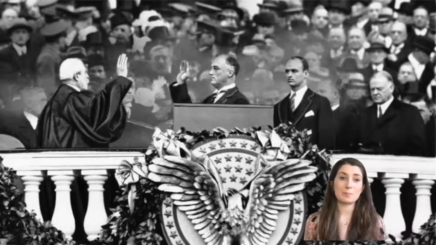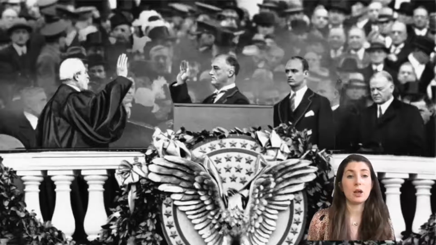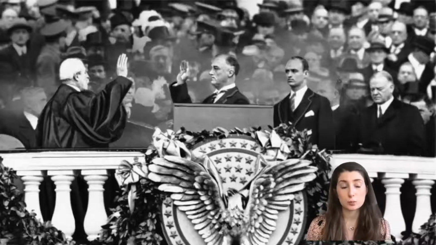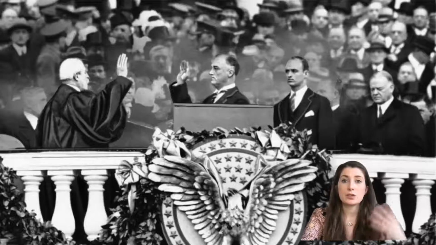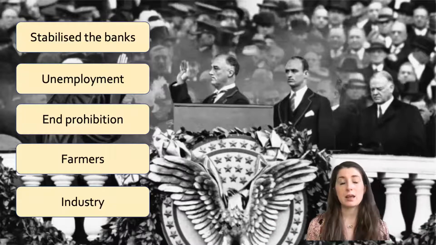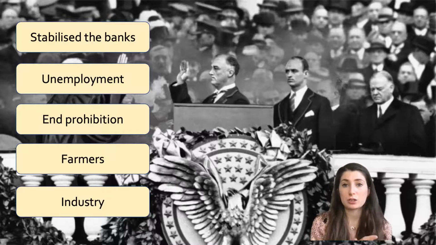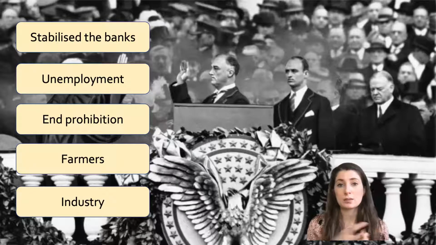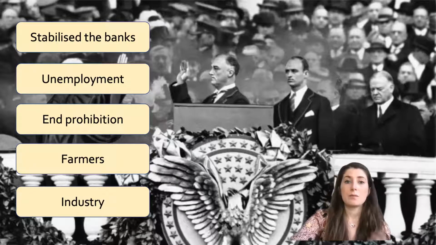And this gave him the possibility of really being able to address the Depression in the first 100 days of his presidency. So within his statement of action and action now, he did the following 5 things. He stabilized the banks, or these were his aims at least. He aimed to help the unemployed. He wanted to end prohibition, and he wanted to help the farmers and help industry. This is what we call his New Deal.